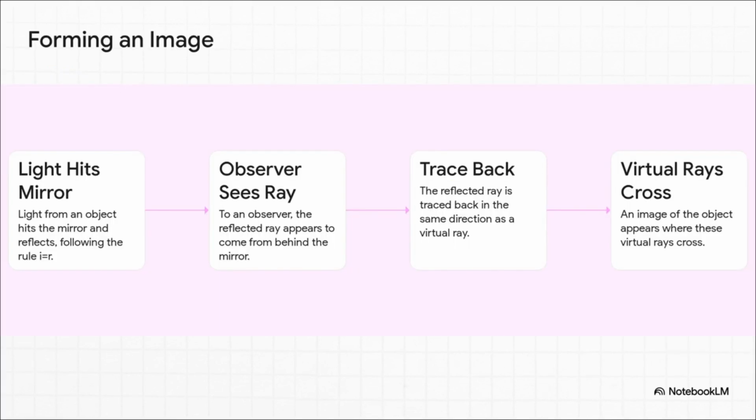So let's trace the path. Step 1, light from, say, your nose travels to the mirror. Step 2, it reflects off perfectly, obeying our golden rule, I equals R, and heads straight into your eye. But here's the trick. Your brain sees that ray coming in and just traces it backwards in a straight line, as if it came from behind the mirror. And when your brain does this for the millions of rays bouncing off your face, they all meet up at a point behind the mirror, and boom, that's where it constructs the image of your face.